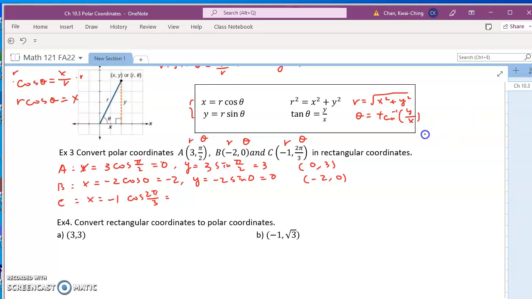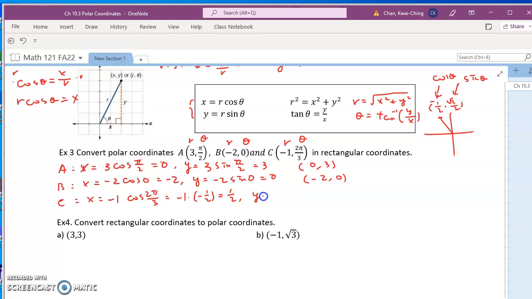Remember your unit circle? What is cosine 2 pi over 3? It's right here, right? So the cosine is -1/2, and the sine is root 3 over 2. This is our cosine, this is our sine, the unit circle, right? Remember? So I would say that would be -1 times cosine, negative 1/2, right? So that is 1/2.